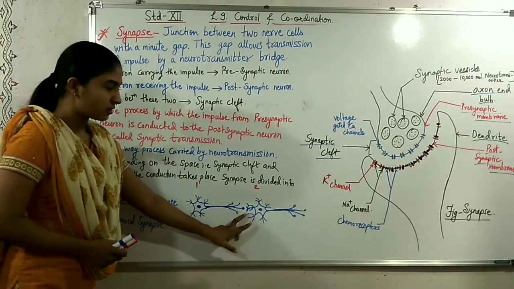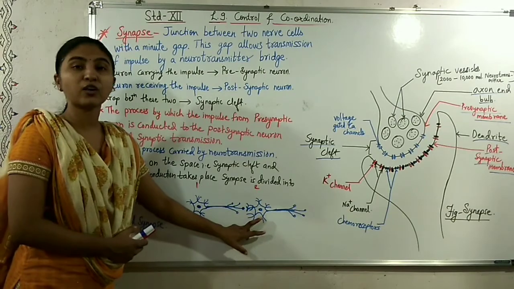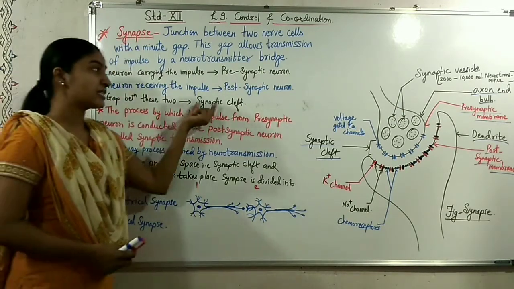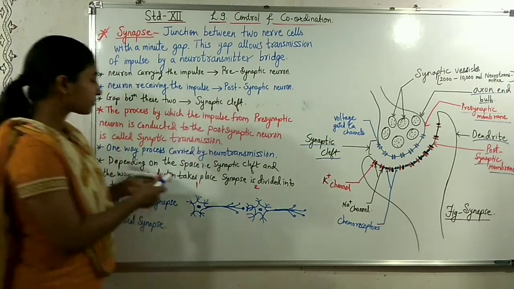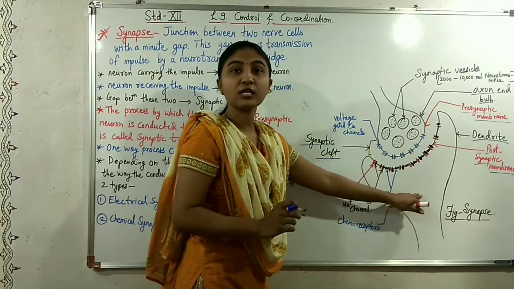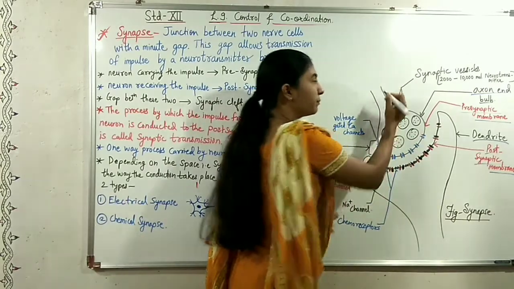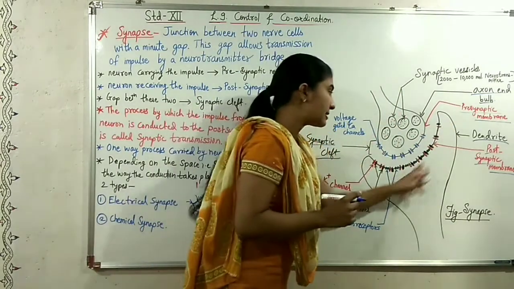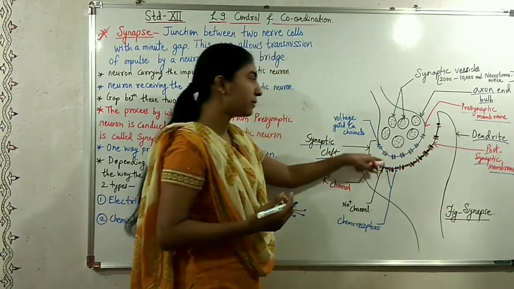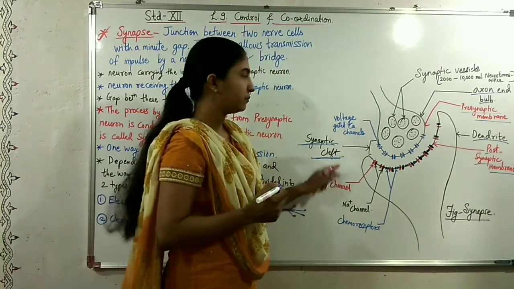Now the gap in between the axon end bulb of one neuron and the dendrite of another neuron, which we called the synapse, is in other words called the synaptic cleft. So, here is the whole diagrammatic structure of the synapse. This is the axon end bulb of one neuron, and this is the dendrite of another neuron, and this gap which is there in between them is called the synaptic cleft.